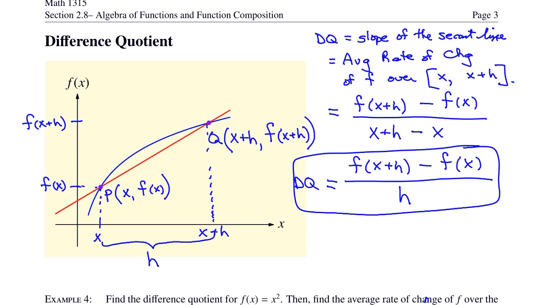Now, one area where I see students get messed up is they try to put subtraction in the f of x plus h. They try to put in f of x minus h. It's x plus h because you're going from a point on the left to a point on the right. Since you're moving to the right, you add. You're going to add the h.